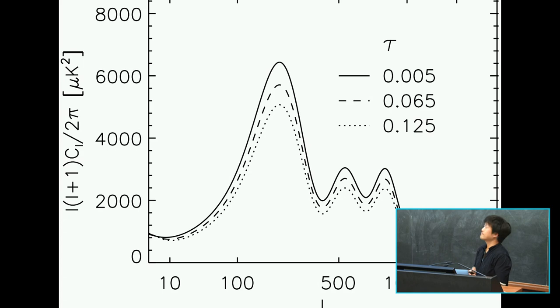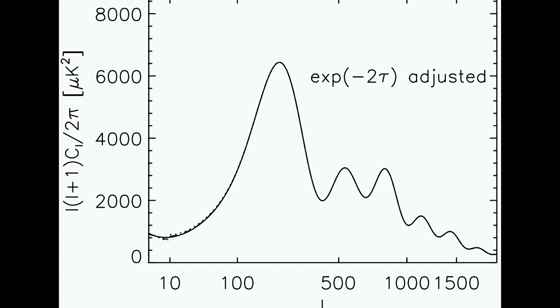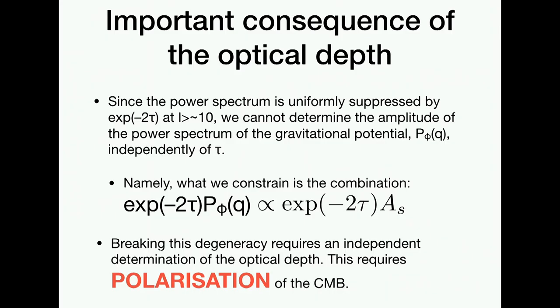That's the effect. And you see it's suppressed like that. So let me then correct by the e to the minus 2 tau effect. It's L independent beyond L of 10. Less than L of 10 is not affected because those are angular scales greater than the horizon at the time the universe was ionized. But for L greater than 10, everything is multiplied by a constant factor, so if you correct for it, there's no other effect. So that's all there is. We understand everything now, absolutely everything, okay?